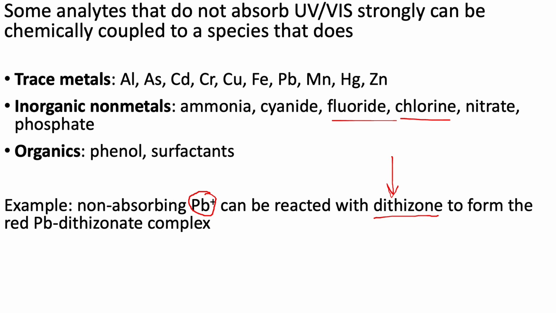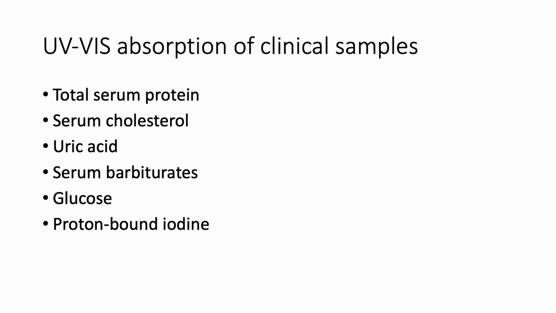And this gets used all the time. As a result, the UV visible is one of the most frequently encountered quantitative analytical methods that's used. And not just for looking at elements like these. It's used for total serum protein. These are clinical samples, in hospitals, for instance: serum cholesterol, uric acid, serum barbiturates, whatever those are, glucose. I know about that one, and protein-bound iron, all sorts of things.